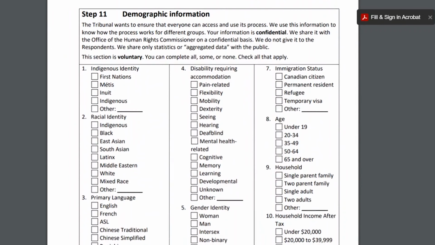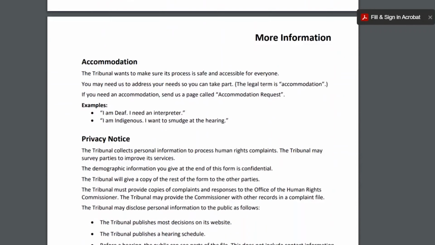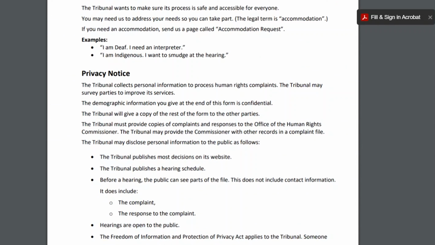Step 11. Demographic information. This is a voluntary section where you can choose all of the categories that you fit into so that the tribunal can get an idea of who is attempting to access the process. Accommodations. If you require accommodations of any sort, you can send an additional page describing the specific accommodation you require or desire. This may be things like translation or interpretation.